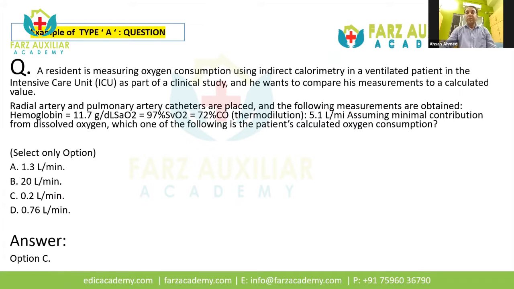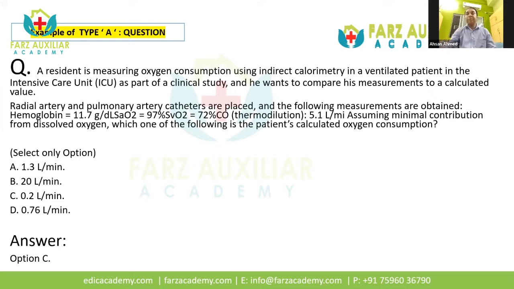So this is an example of a type A question. If you see, a resident is measuring oxygen saturation using indirect calorimetry in a ventilated patient in the intensive care unit as part of a clinical study, and he wants to compare his measurement with the value. Then radial artery and pulmonary artery catheters are placed, and the following measurements are obtained. Hemoglobin 11.7, saturation is 97, like that. Then cardiac output by the thermodilution method, assuming minimal contribution from dissolved oxygen. Which one of the following is the patient's calculated oxygen consumption?